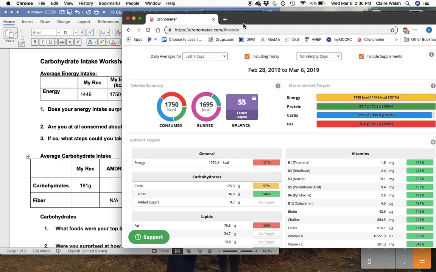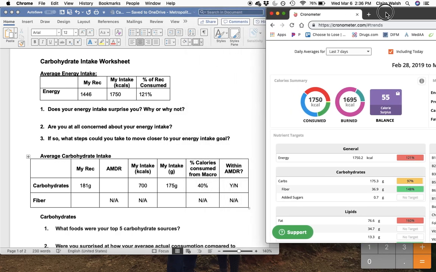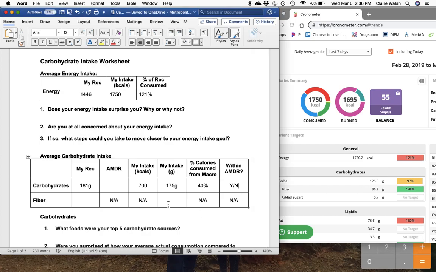To find the data that you need for this, you're going to look at the carbohydrate table. And you can see here that this is your intake of fiber underneath carbohydrates, because fiber is a carbohydrate. That's why it's tabbed over a little bit. Carbohydrates is the bigger category. So this is your gram intake of fiber. So we can go ahead and put that here. 36.9, I'm going to round up to 37 grams.